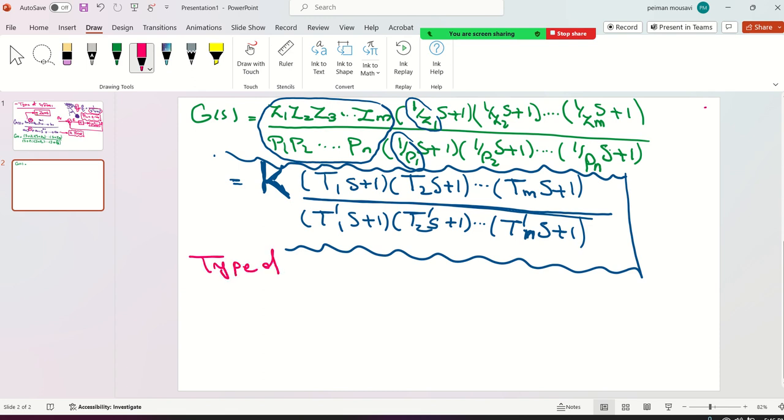Now this helps us introduce the type of a system. The first type is type 0 system.